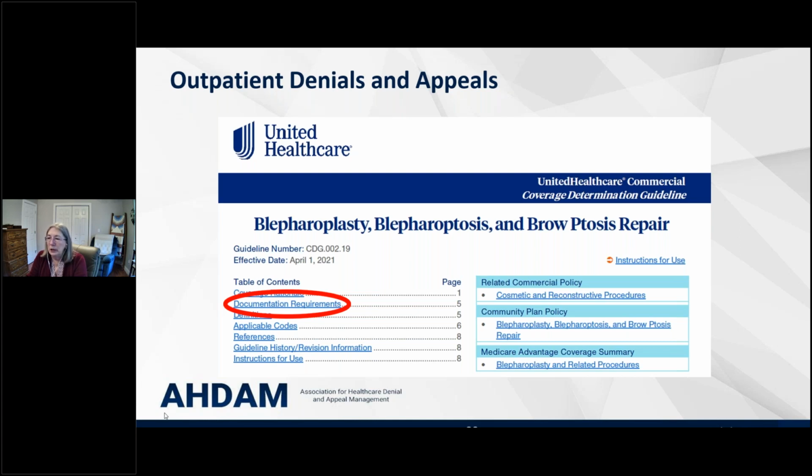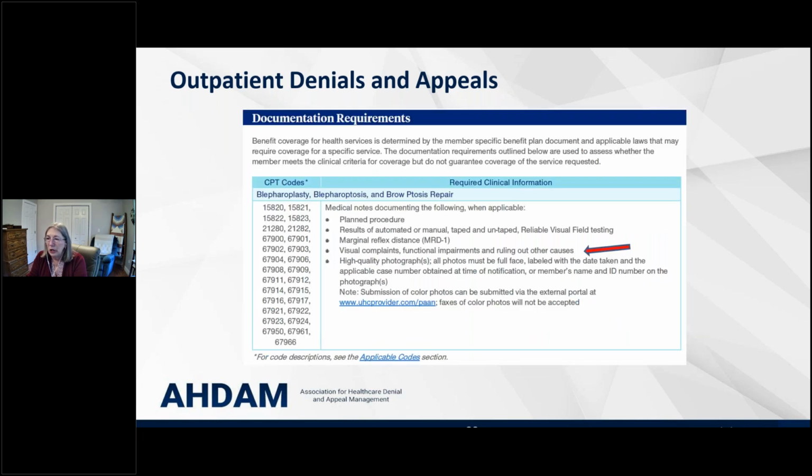So we'll see in the clinical policy bulletin, they have a section called documentation requirements. So we're going to go there, and this is where there's just kind of a short summary of required clinical information to support blepharoplasty, blepharoptosis, and brow ptosis repair. A lot of big words. You can see the CPT codes are on the left-hand side. Those are the ones that they're saying are covered. Just because your patient has one of those CPT codes doesn't mean it's an automatic coverage. You still have to meet medical necessity documentation in the medical record.